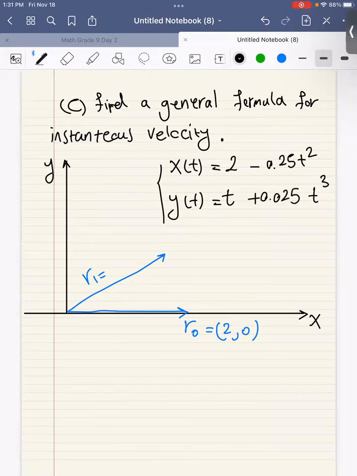Okay, so what is R1? So X1 is 2 minus 0.25, which is 1.75, right? What is the Y component? It's 1.025. And then we have R2. What is R2 then?